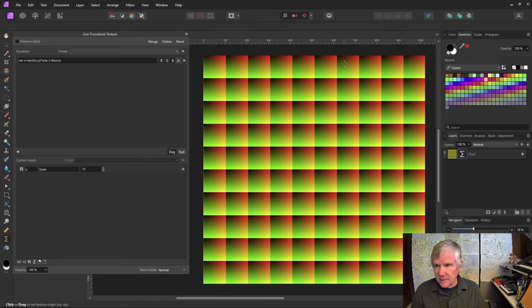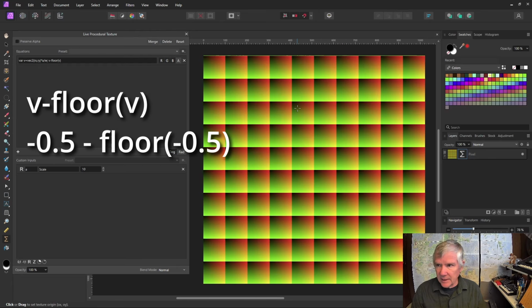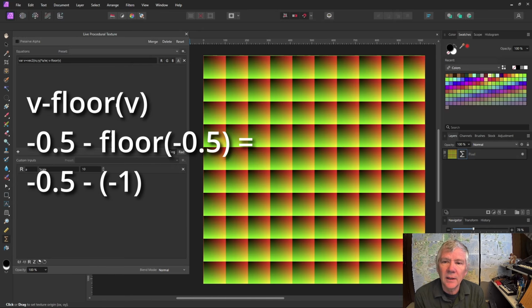And the reason is that if I look at, say, a negative number like minus 0.5, and I take the floor of that, that will be minus 1. And if I take minus 0.5 minus -1, that goes to plus 0.5. So I'm taking a negative number and subtracting a larger negative number, and so I'll always have positive numbers.